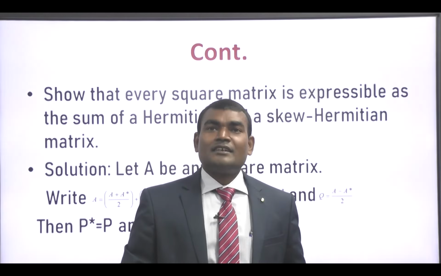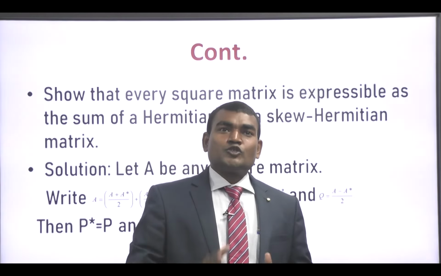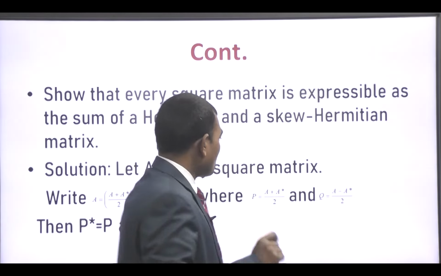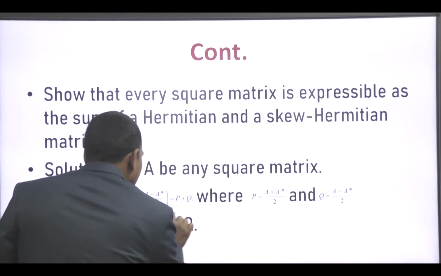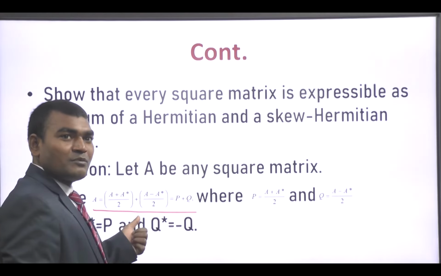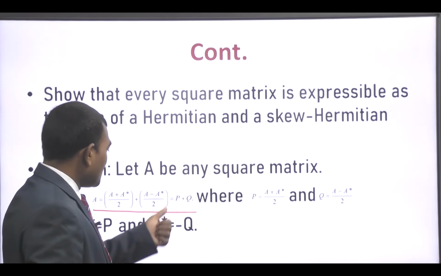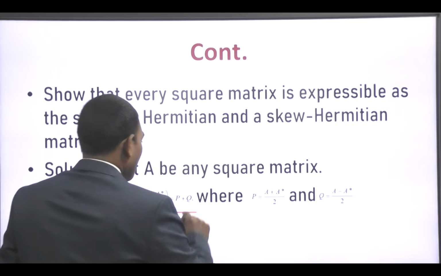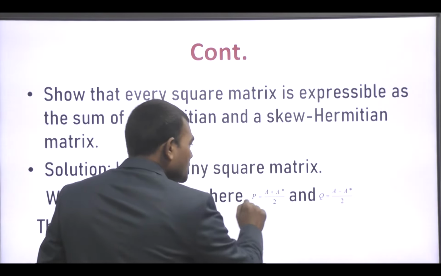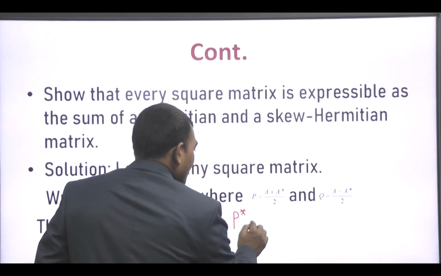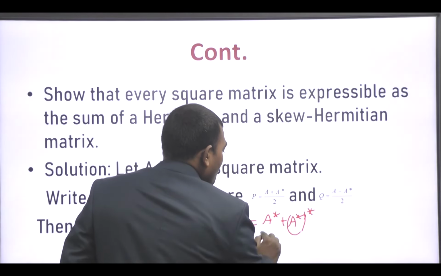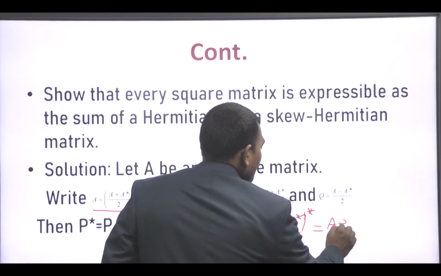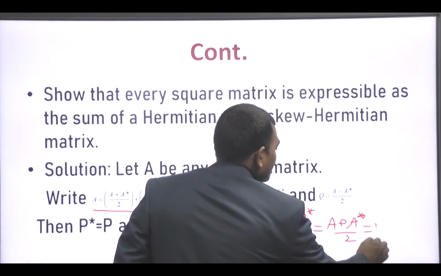And next another example: show that every matrix is expressible as the sum of a Hermitian and a skew Hermitian matrix. Now see here, let A be any square matrix, then we can write A as A plus A star upon 2 plus A minus A star upon 2, which is equal to P plus Q. Now P is equal to A plus A star by 2, then we can find P star, and that will be equal to A star plus A star whole star upon 2, and that is equal to A plus A star upon 2, that is P.